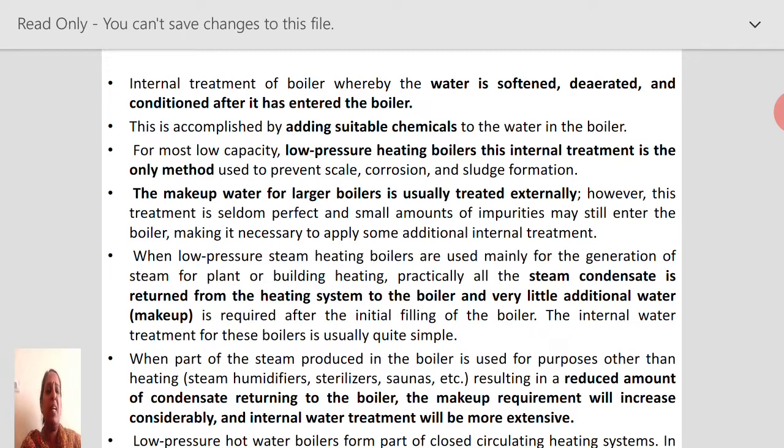There are different types of boilers, as we have already seen. In the case of low capacity and low pressure heating boilers, this internal treatment is the only method to prevent scale, corrosion as well as sludge formation.